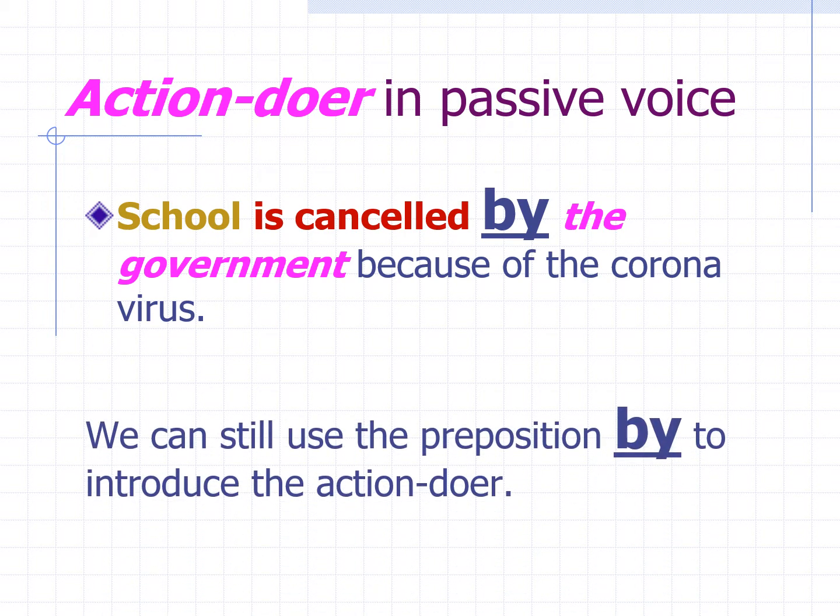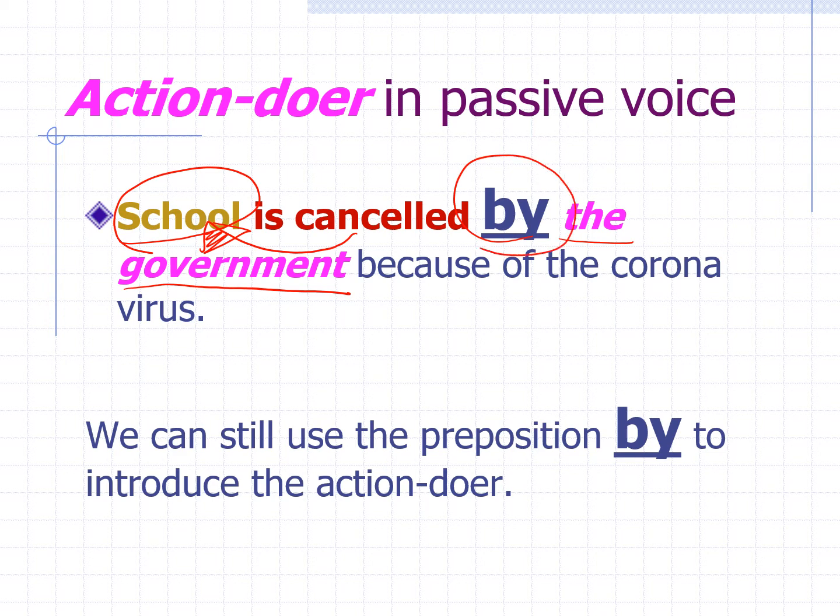Okay, now we see that school, this is the action receiver in the sentence. It is cancelled. The action of cancelling is done onto the school. By whom? Who does the action? It is the government. So the government is the action doer. Okay, so this is a passive voice sentence with the action receiver in the subject. And then we introduce the action doer after the main verb using the preposition by. Okay, so we can still introduce the action doers in a passive voice sentence.